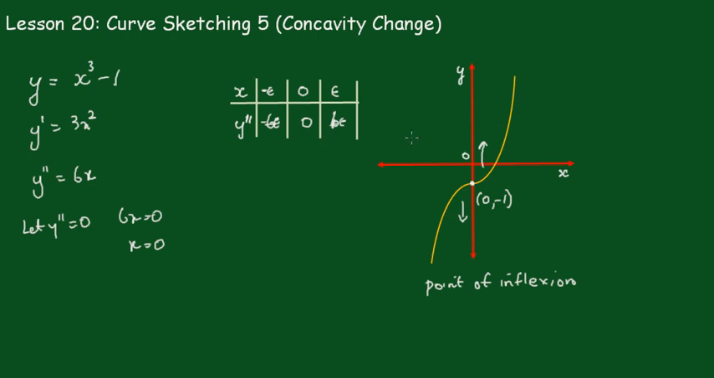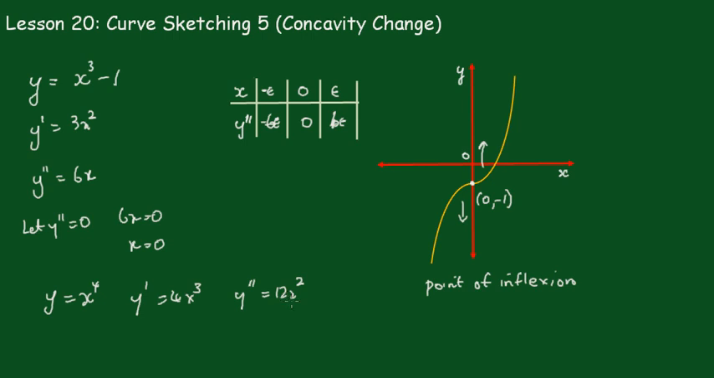Now it's very important to apply this test because you may get the second derivative being 0, but there's no concavity change. In fact, you can see that situation with y equals x to the 4th. When you differentiate that, you get 4x cubed. Do it again, and you get 12x squared. So when you let that equal 0, you get a 0 for the second derivative.